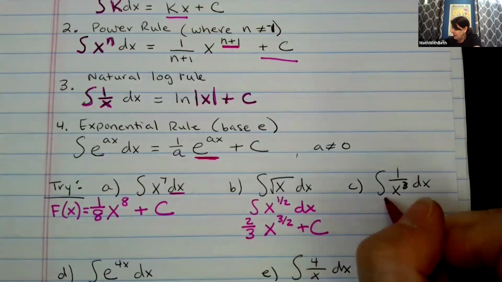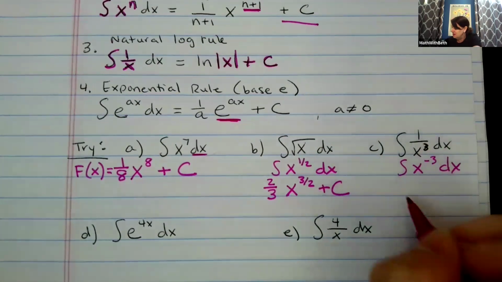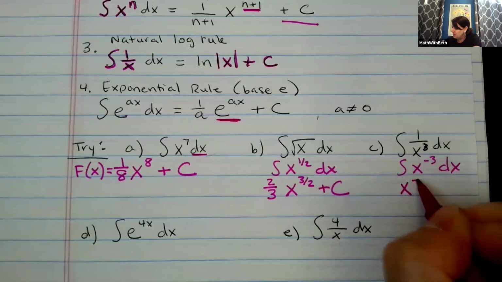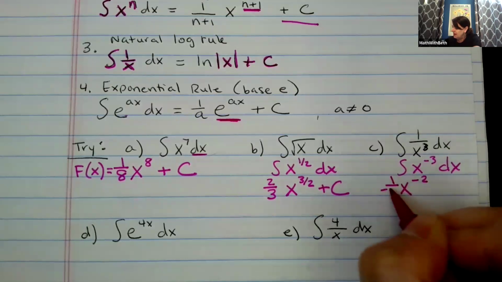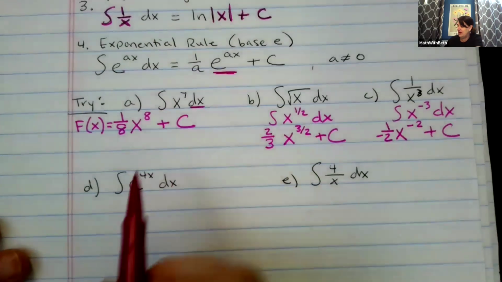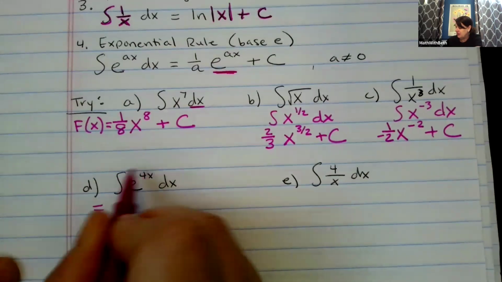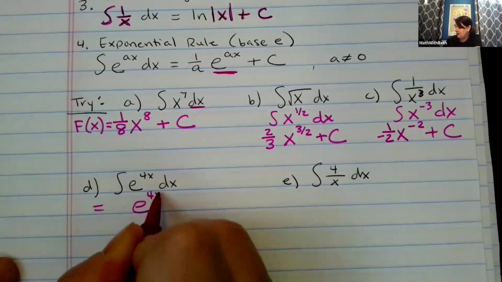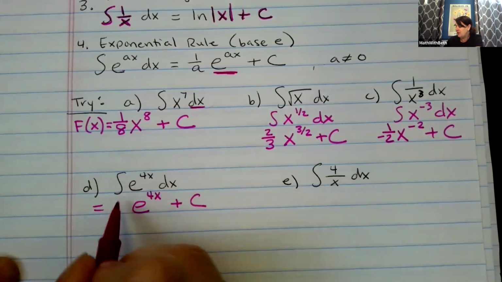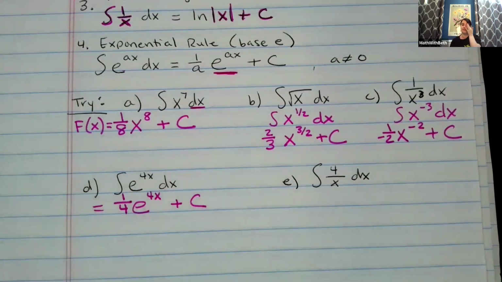This one's the same in the fact that I could rewrite it first, and then again, just do this power rule. So add 1 to -3, which gives us -2, and divide by that out front. Okay, finally we have a different one. So this is an exponential, so I'm looking at this fourth rule. So the antiderivative is the same thing plus c, but out front 1 over the derivative of this, which would be 4. So that's the extra step with an exponential.